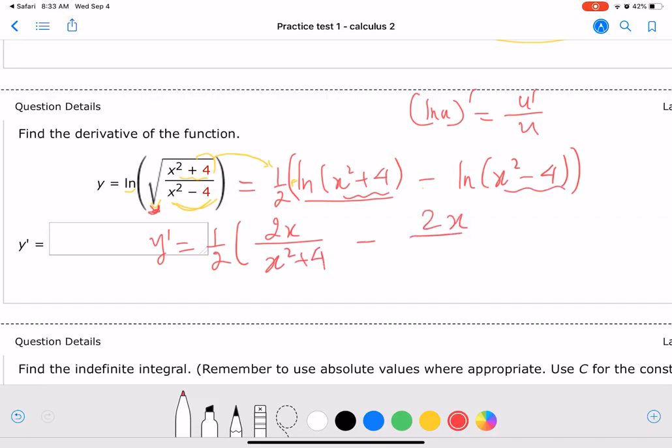Similarly, I have 2x in here, and then x squared minus 4. You can simplify 2 with 2, right? But you do that yourself, okay?